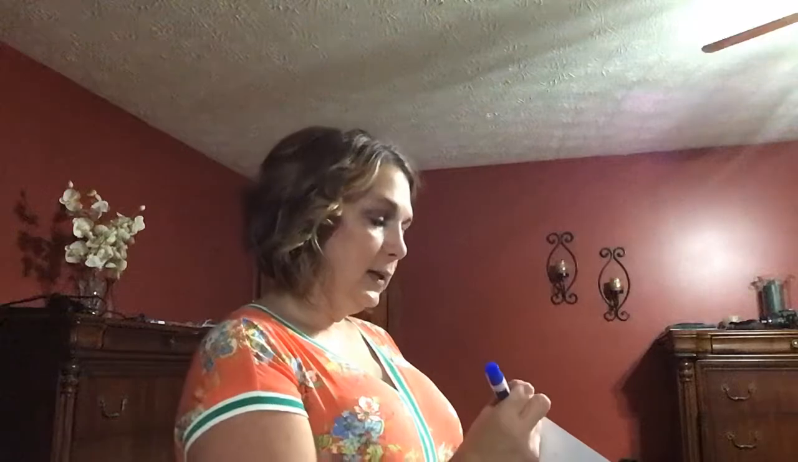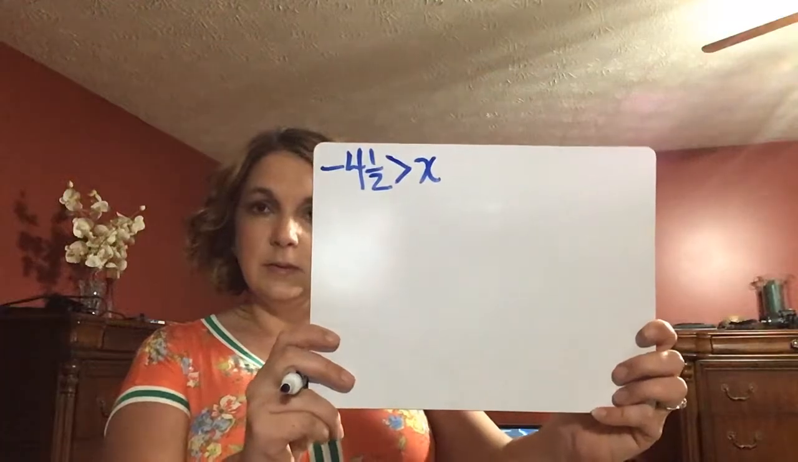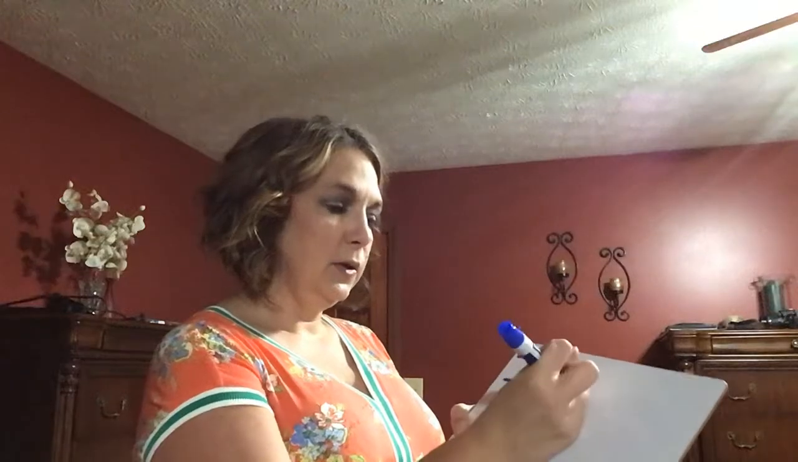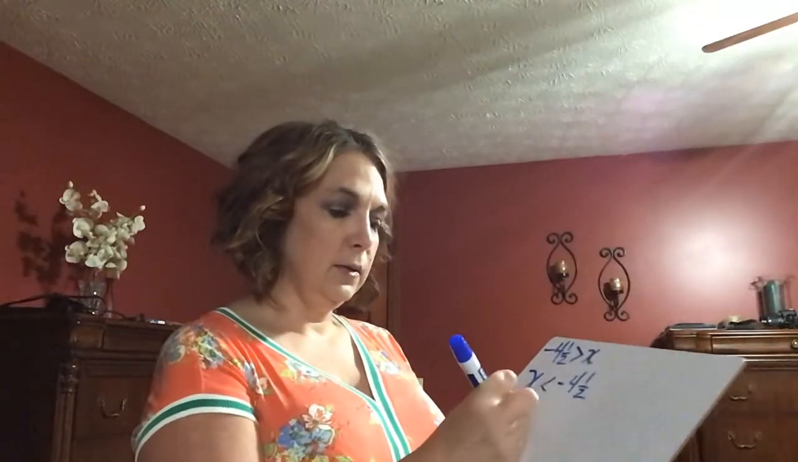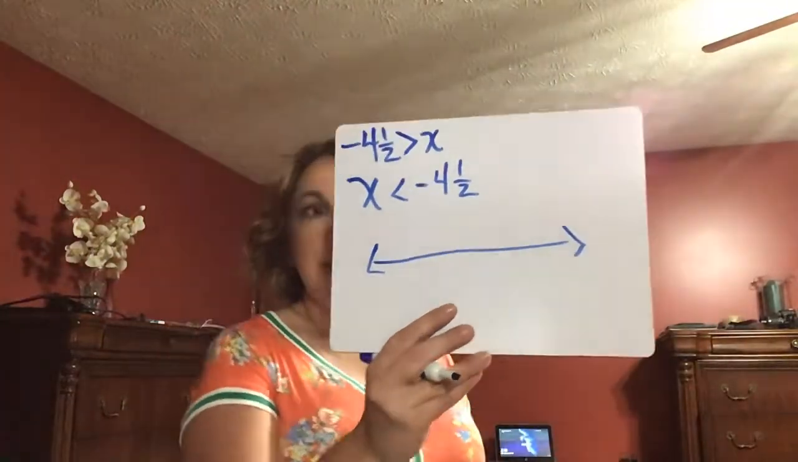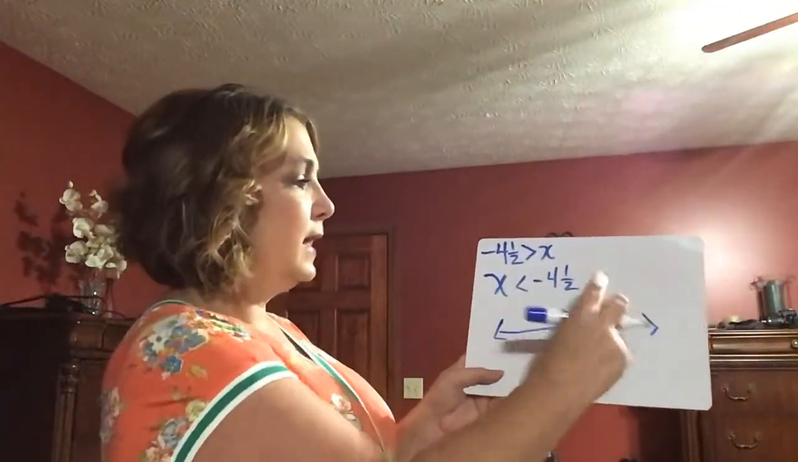Let's look at number 11. Number 11 says negative 4.5 is greater than x. This is another one of those I have to flip around. So it's going to be x is less than negative 4.5. I made my number line kind of going downhill, but that's okay. We all make mistakes, right? So, x is less than.